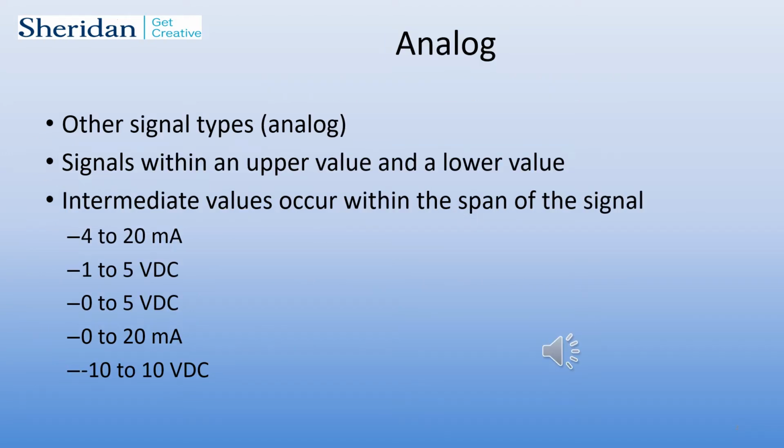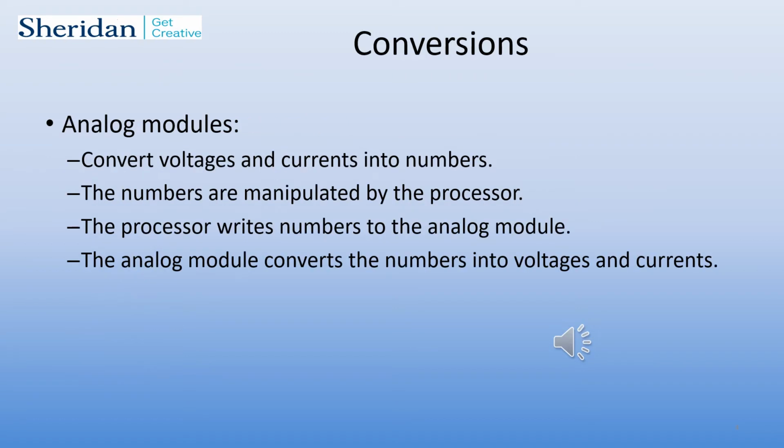So now we're going to look at analog signals as we've used in instrumentation. Signals with an upper and lower range. Intermediate values can occur, so it's not just a 1 or a 0. So we have 4 to 20 milliamp, 1 to 5 volt DC, 0 to 5 volt DC, 0 to 20 milliamp, and minus 10 to plus 10 volts DC. So it's a matter of conversions.